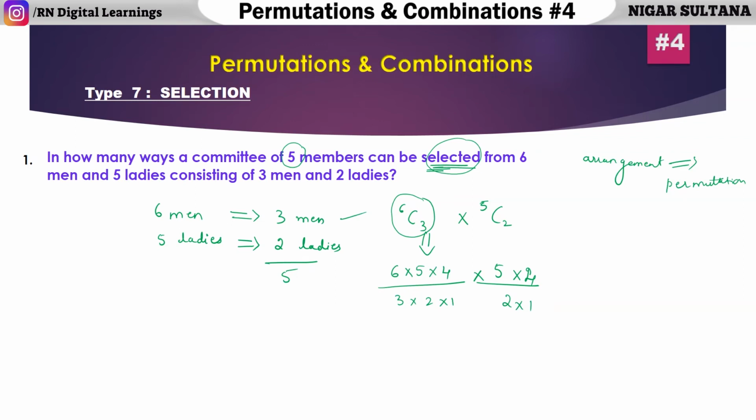So now start simplification. 2, 3 get cancelled because 2 3s are 6. This 6 gets cancelled. So what is the value of this? This is 5 into 4 is 20, into, this is 2 and this is 2. 5 2s are 10. So what is 20 into 10? This is 200. So this is the value of the first problem. I hope you have understood this.